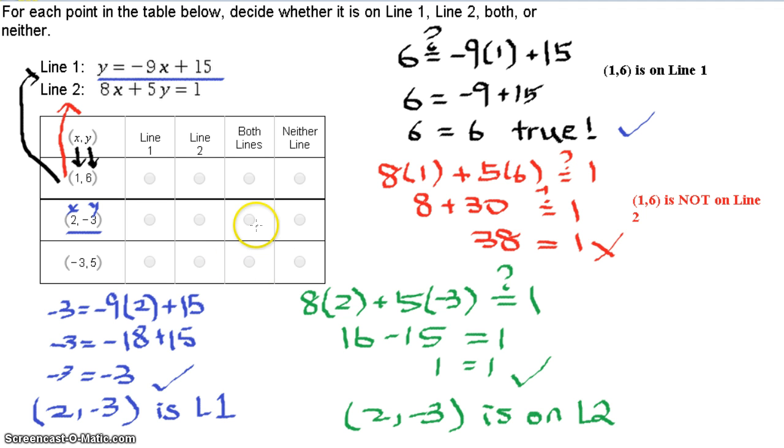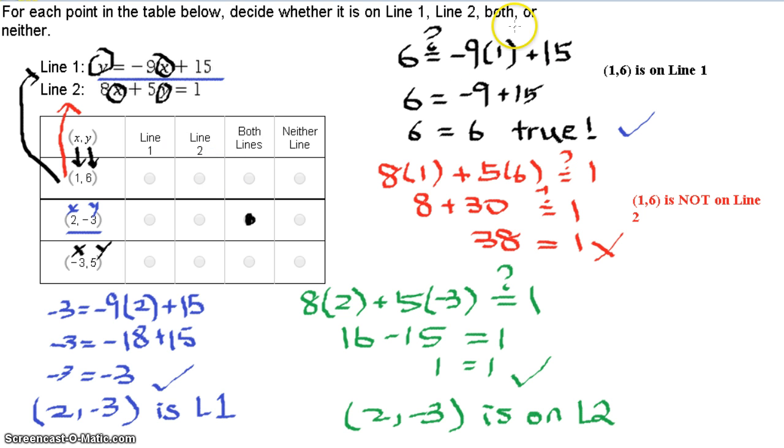Alright, so just do the same thing for the next point, (-3, 5). Your x value is -3, your y value is 5, and put them in the equations here, the x values, the y values, and see if your left and right are equal to each other. If they do equal each other, then the point is on the line. If not, then the point is not on the line. And then just choose your answers respectively.